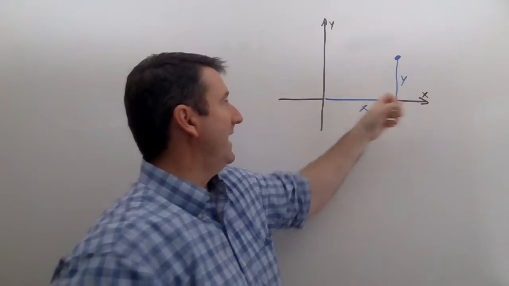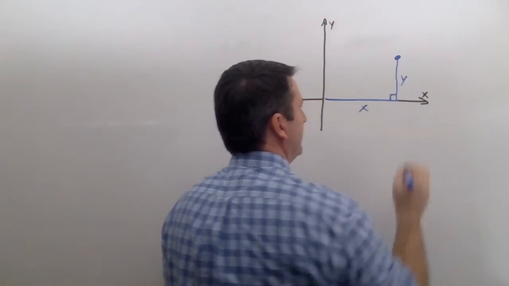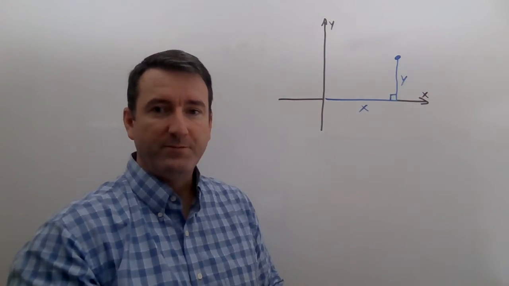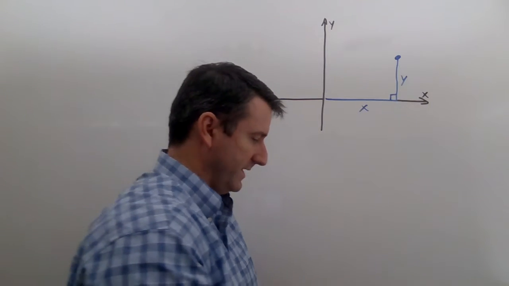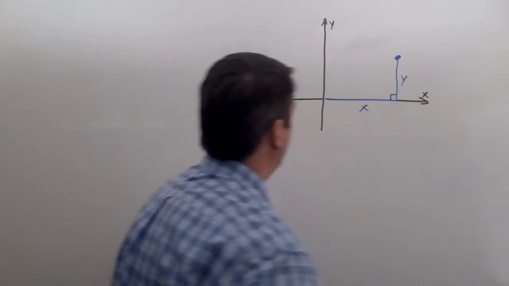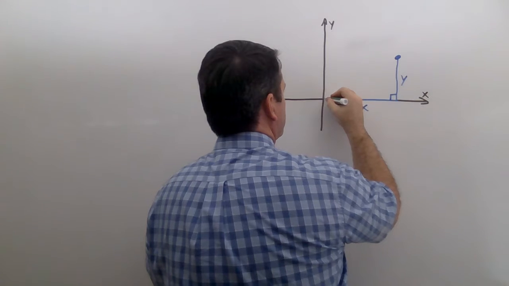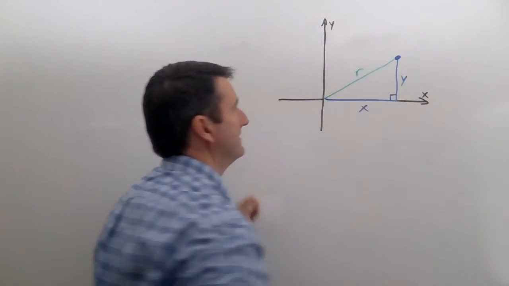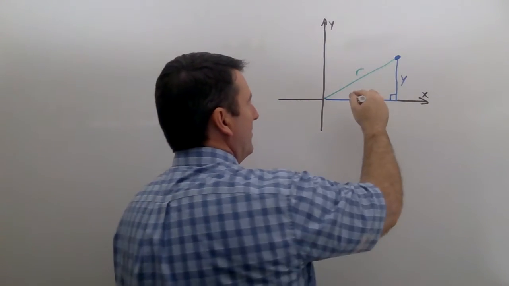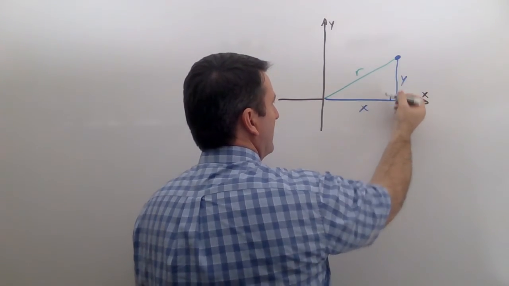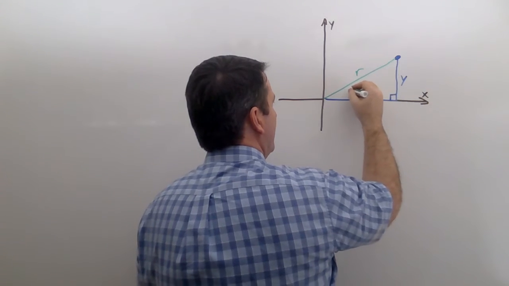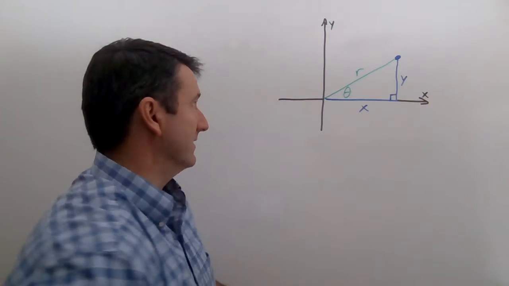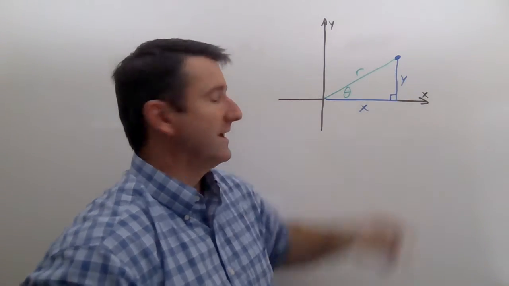Go over x, and then this is going to be perpendicular, so that's going to be a right angle, and then we're going to go up y. That's how we would describe rectangular coordinates. Now for polar coordinates, we're going to go straight out from the origin out to this point, and we call that distance r. And then we want to know the angle from this polar axis up to that line, and we call that theta. So now notice that we've got this triangle here with r, theta, x, and y.